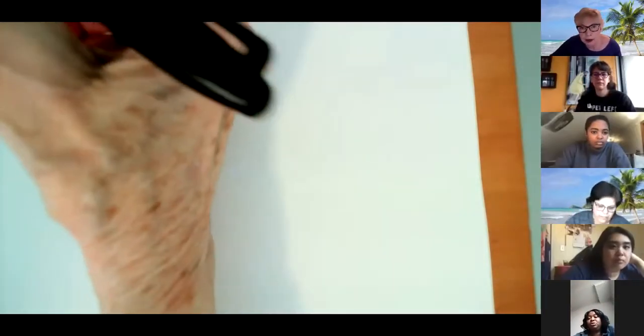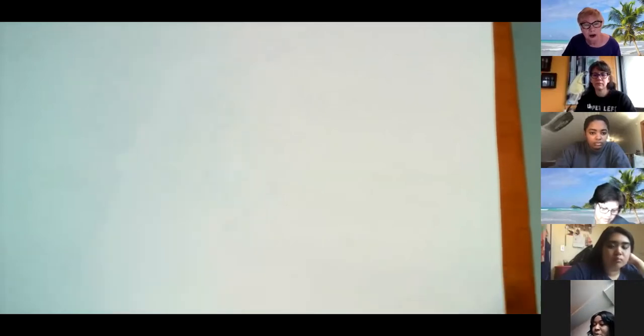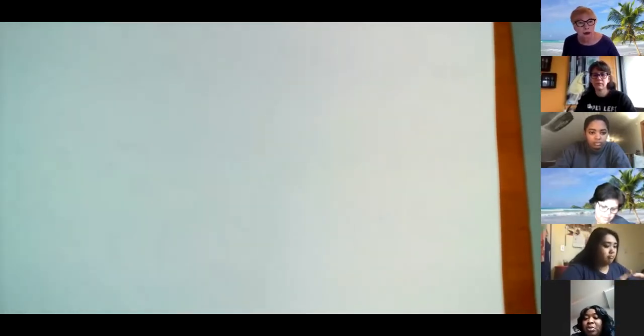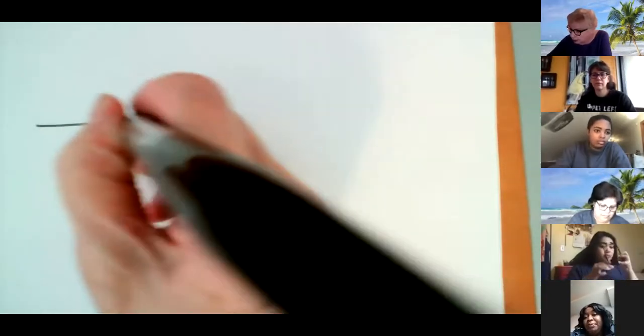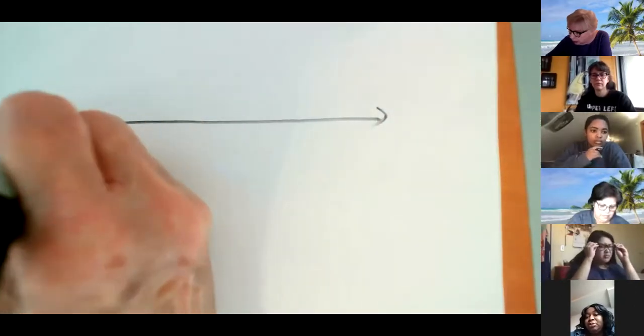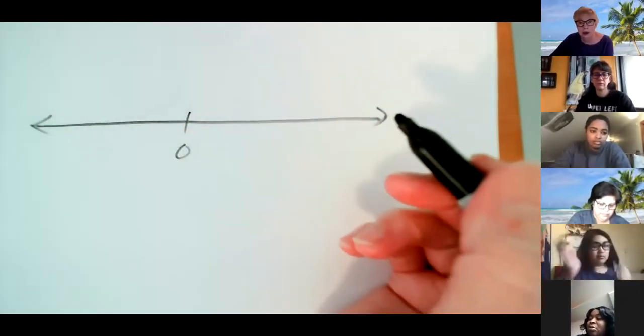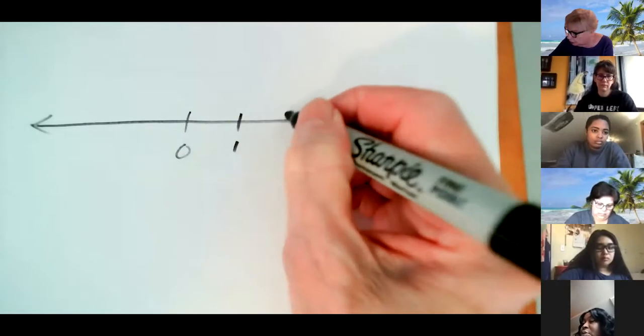So this is chapter 10, and chapter 10 is positive and negative numbers. And so we can't go much further without understanding the rules of positive and negative numbers. And so the first thing I want to do is, we usually start with 0 and we go this way.